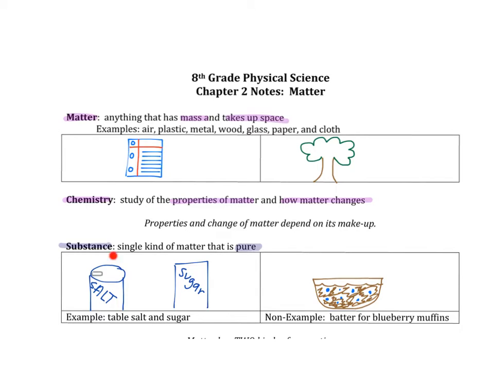A substance is a single kind of matter that is pure. I highlighted the word pure here and drew two examples, one of table salt and one of sugar, because these are substances because they only have one specific thing, salt and sugar. However, something that's not a substance would be something like batter for blueberry muffins. It is a mixture of multiple different things that are not chemically combined, which is very important, and we will get to this topic of chemical combination later.